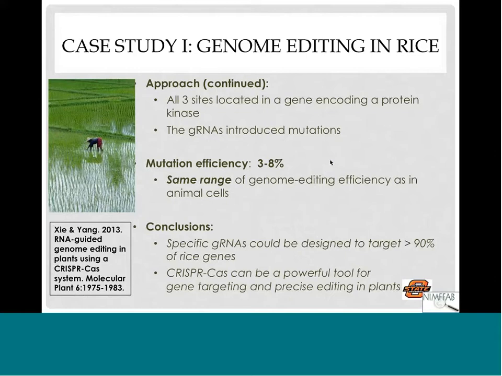They concluded that specific gRNAs could be designed to target over 90% of the genes in the rice plant, and they felt that the CRISPR-Cas system could be very powerful for gene targeting and precise editing.